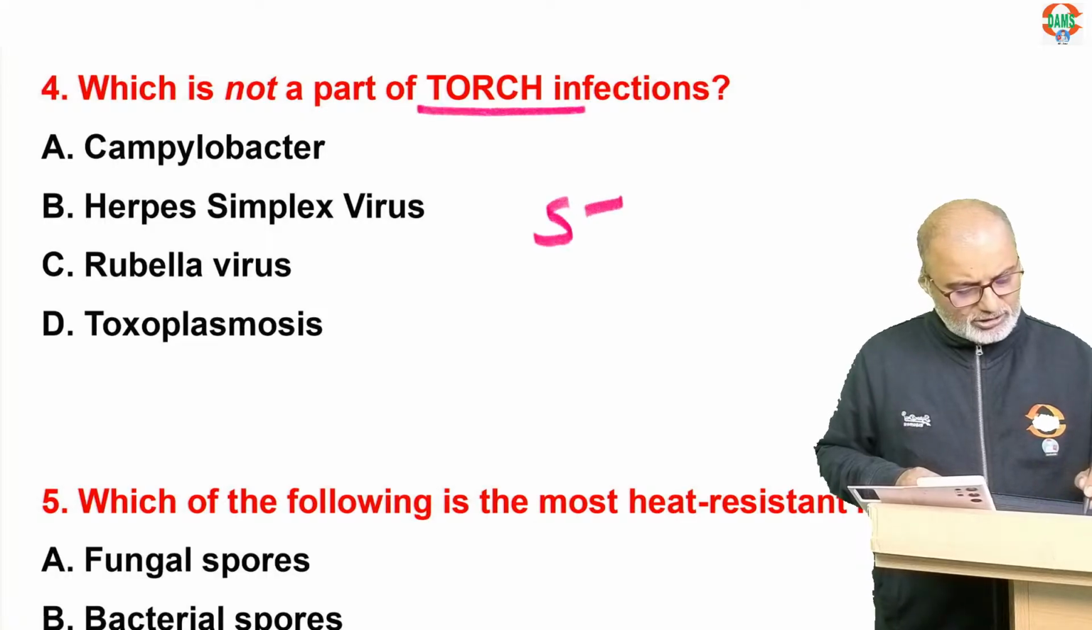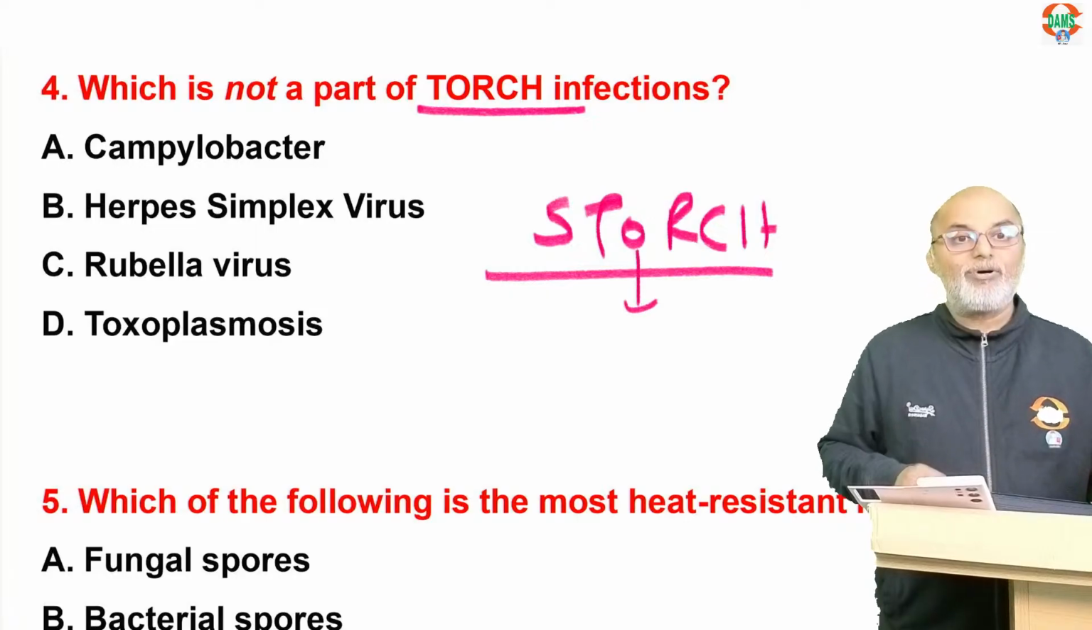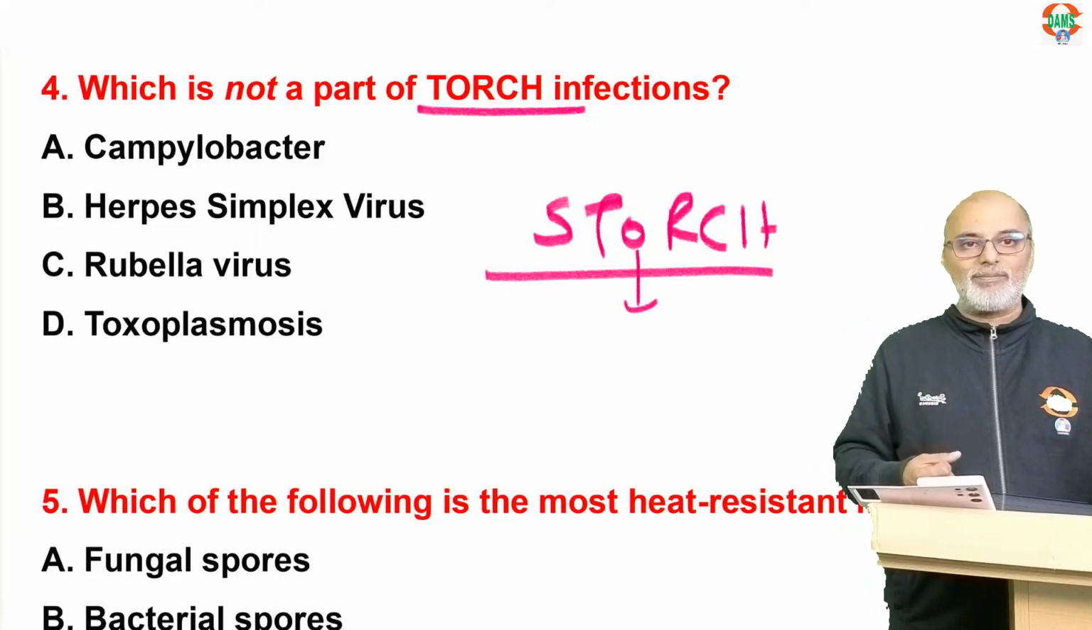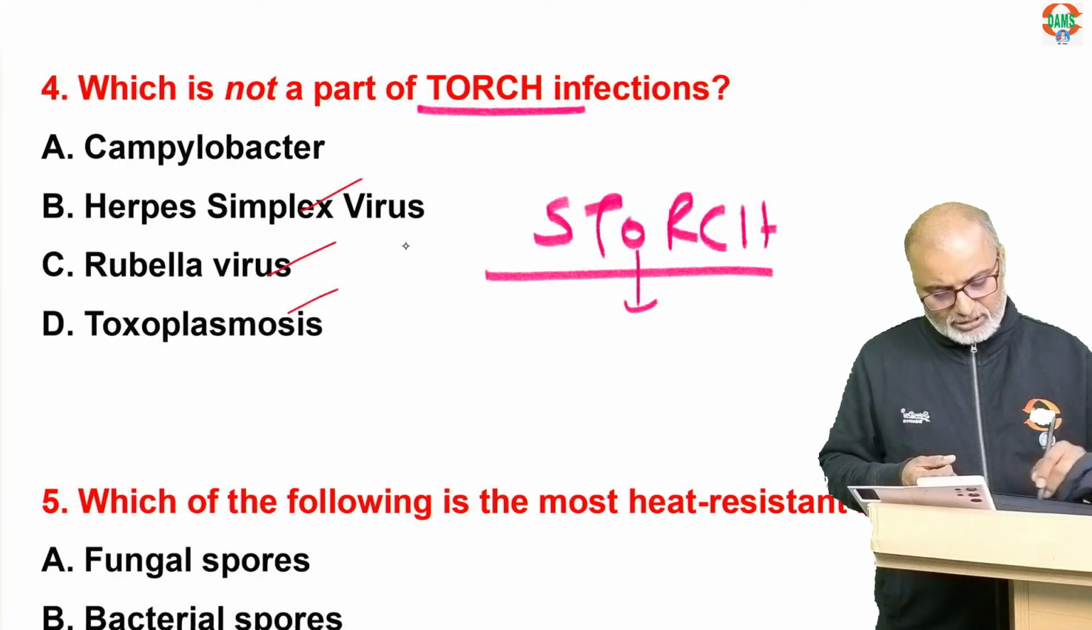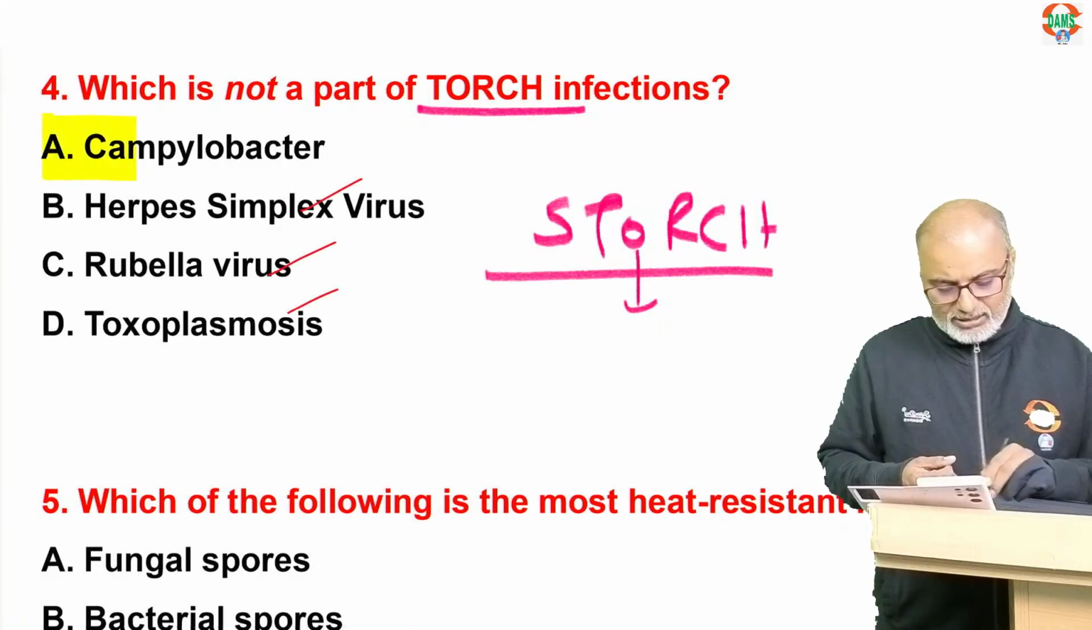Now it is called STORCH. They can include others: parvovirus, even malaria, Plasmodium, Zika, anything. So everything is herpes simplex, rubella, Toxoplasma, except Campylobacter.